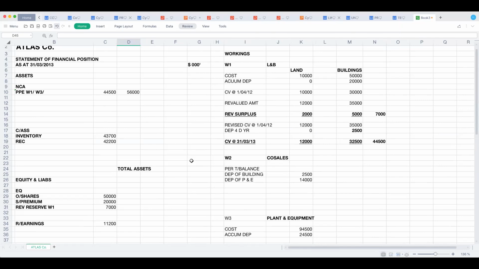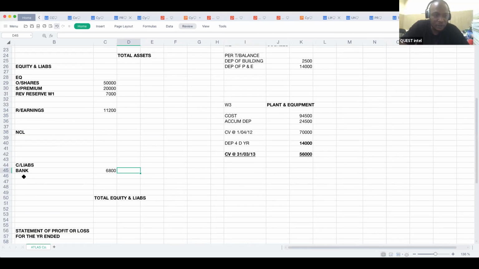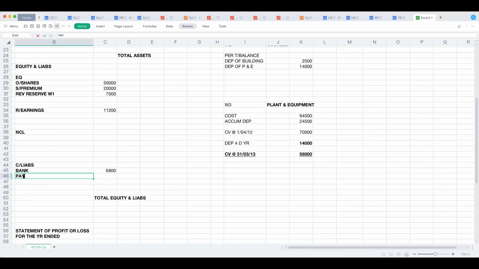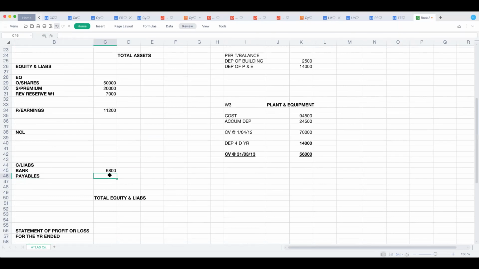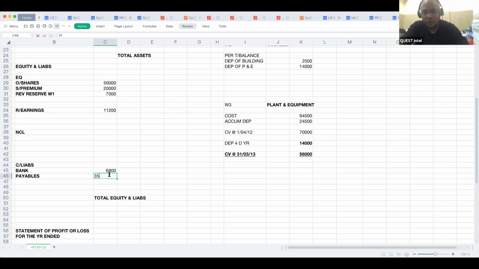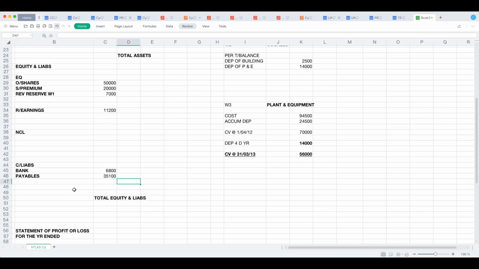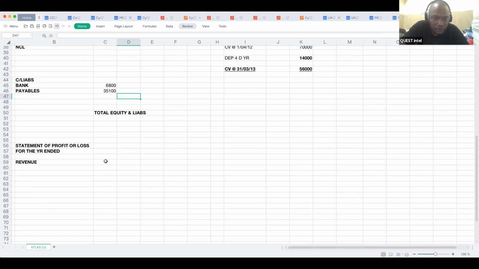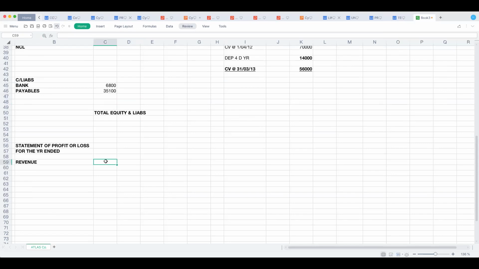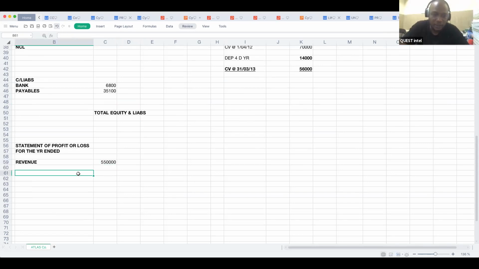Okay. Trade payables. Payables, liability. So we have payables, and you can just write pay or payables. How much? 3,500. All right. Next, revenue. So we go to profit or loss. We've opened for revenue before. How much? 550,000. Great. Next.